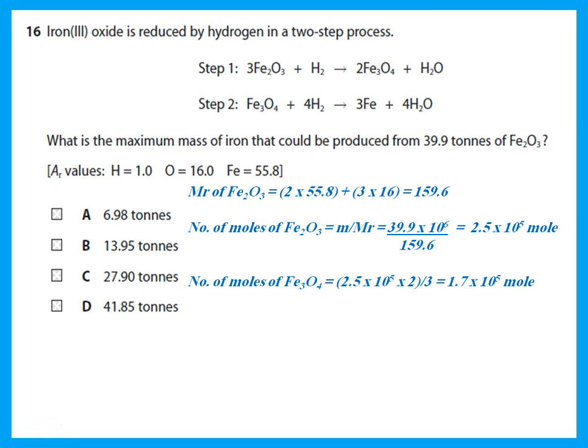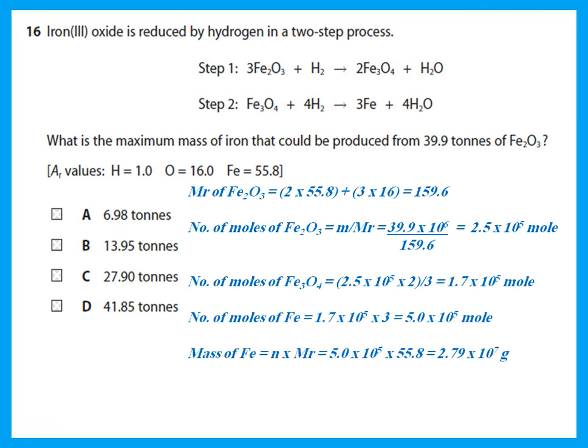And then from the second step, what is the number of moles of iron related to that? The number of moles of iron is 3 times that. So this gets the number of moles of iron. Now he wants mass. Well, mass is number of moles times Mr. So my answer comes out to be 2.79 times 10 to the 7, but I need to divide that by 10 to the 6 in order to get it in tons.